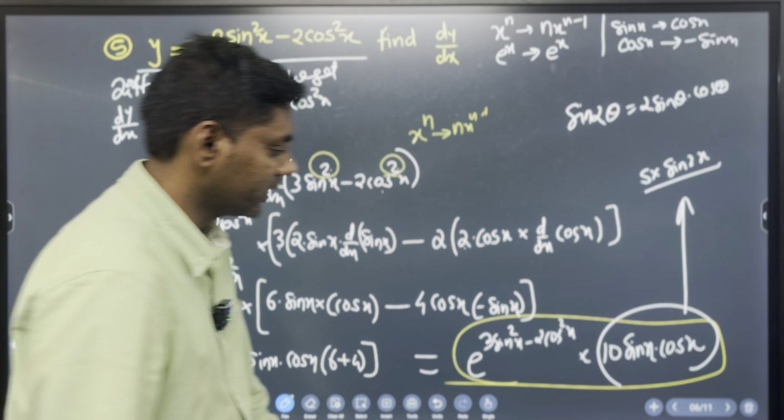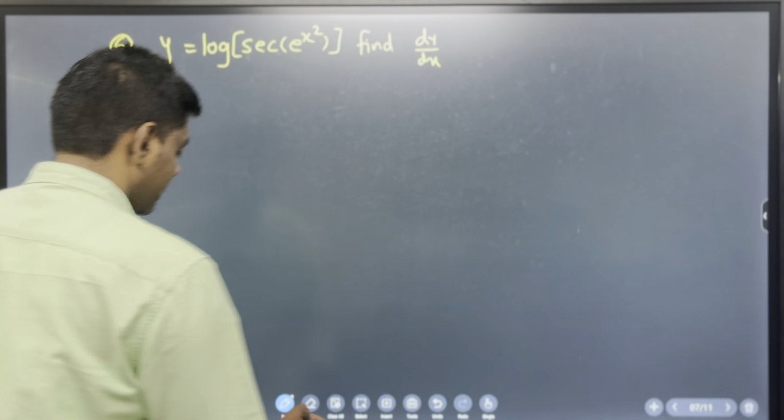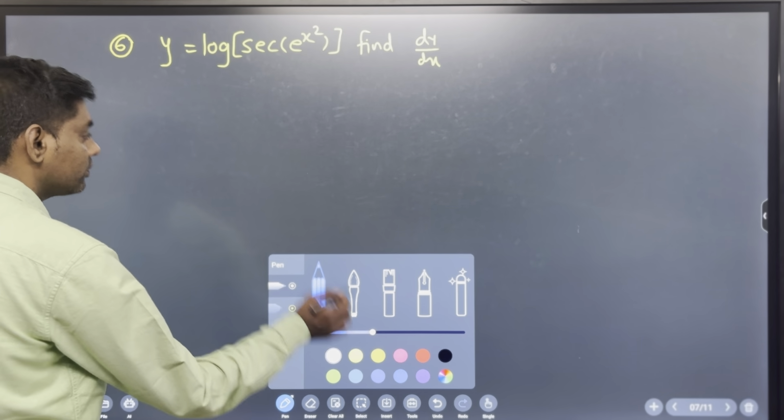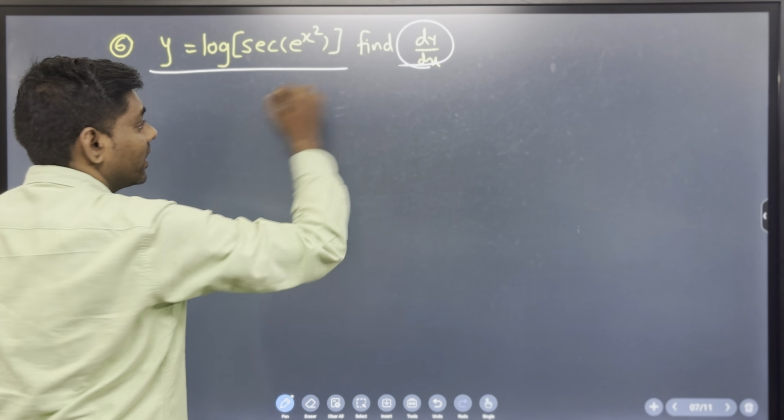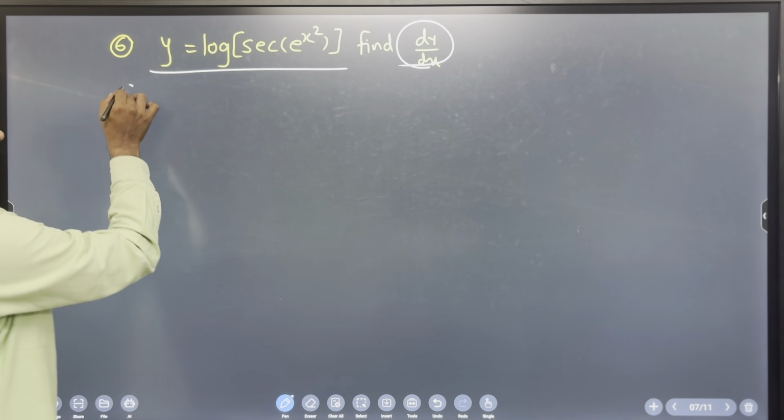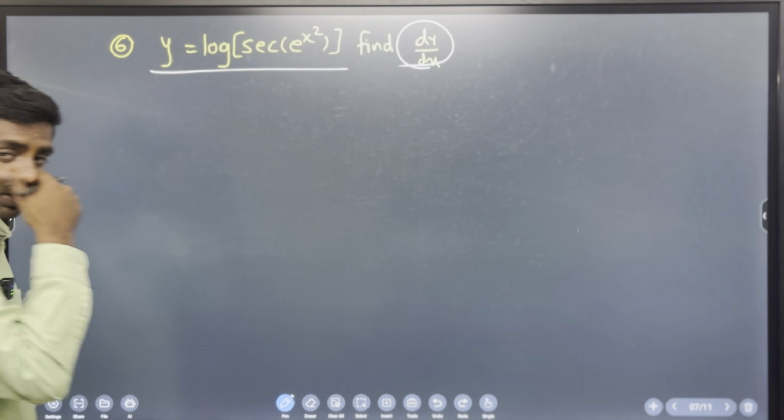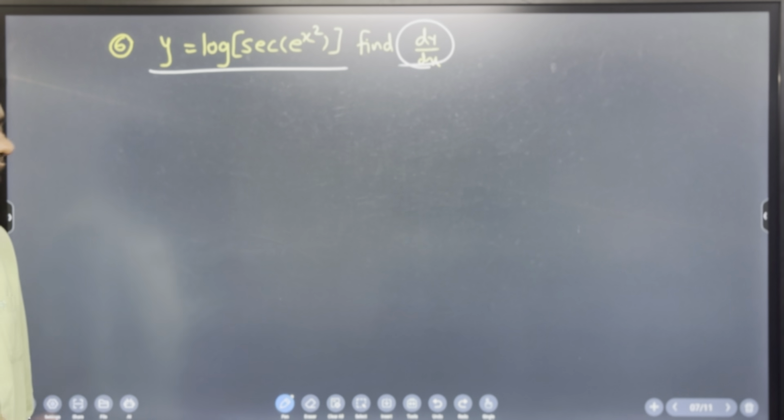Okay, we go for the next example. Again a very easy question. Here y is given and we have to calculate dy by dx. Before solving the question, make sure which formula we can use. Log is given, so we use the derivative of log of x, that is 1 upon x. After that, sec of x is there, and the derivative of sec is sec x into tan x. After that, e raised to x, that is e raised to x, and last one, x square, whose derivative is 2x.